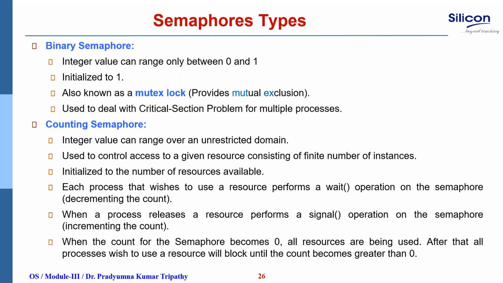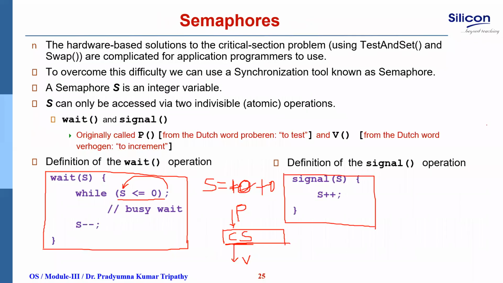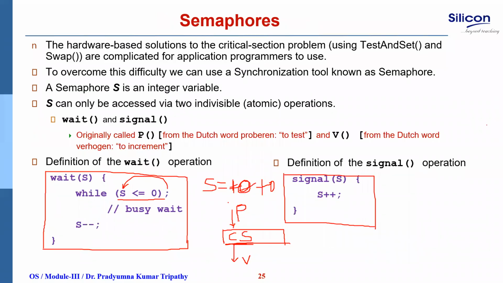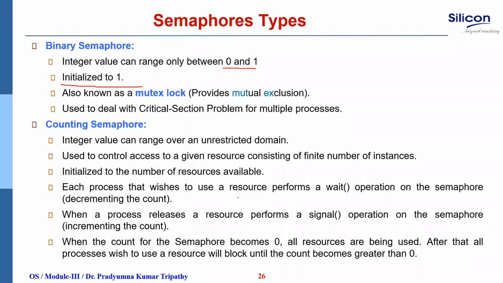The semaphore that we have discussed now was a binary semaphore, which has only two values, 0 and 1. We have seen in the previous case it has only 0 or 1. We are not incrementing it beyond that. So in binary semaphore, the integer value ranges between 0 and 1, and it is initialized to what? 1. We have seen over here, the initialization was 1.